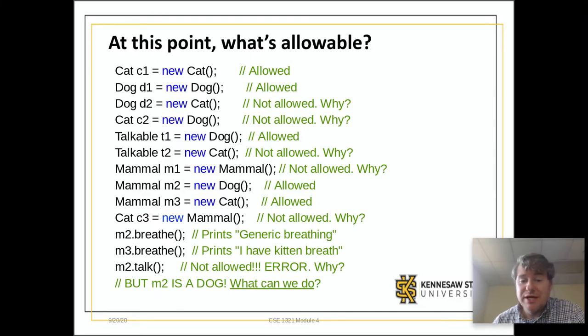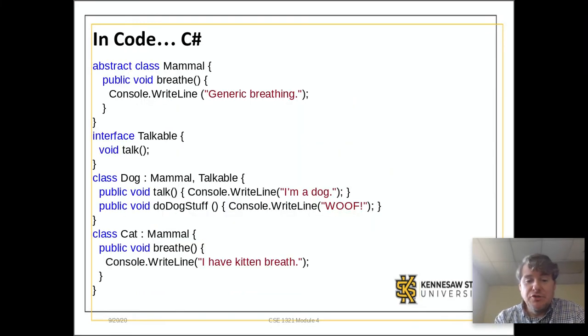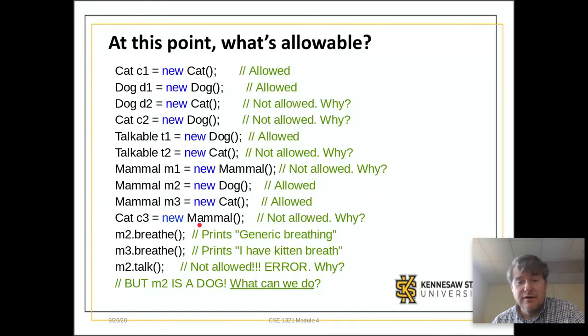All right, so let's take a look at the next one. Talkable T2 gets new cat. Am I allowed to make a new cat? Well, the answer here is no, because cat does not implement talkable. So I'm not allowed to use this as the type of variable when creating a cat because there's no relationship. There is a relationship here. There is no relationship here between talkable and cat. Okay, so that one is not allowed.